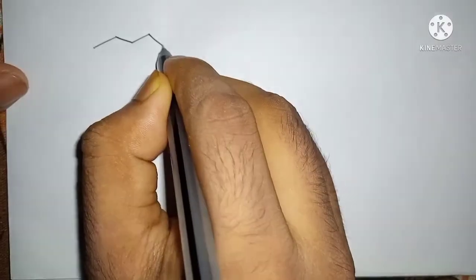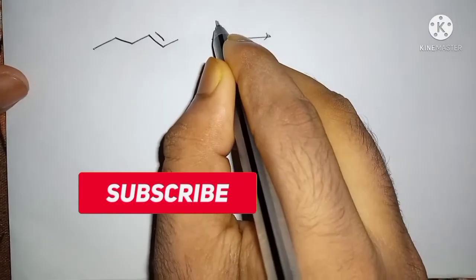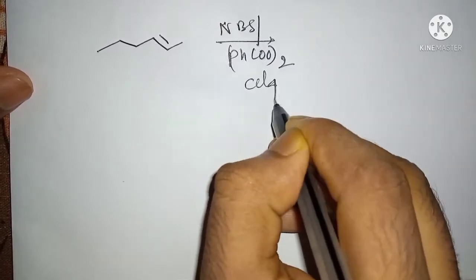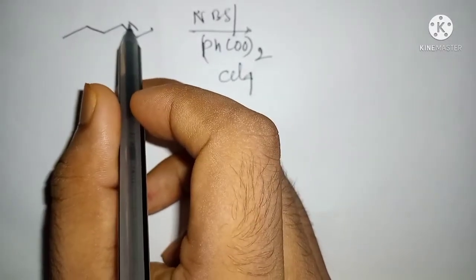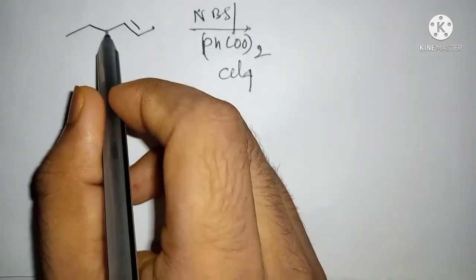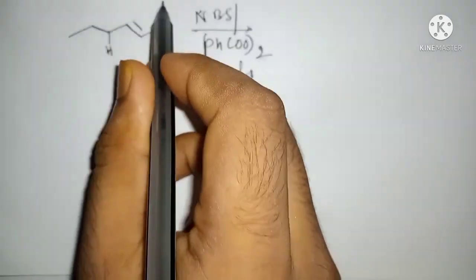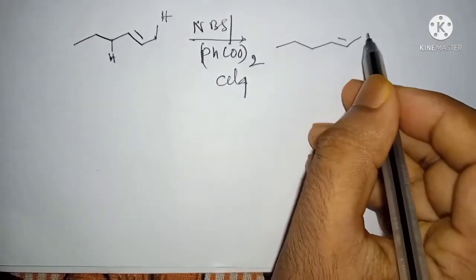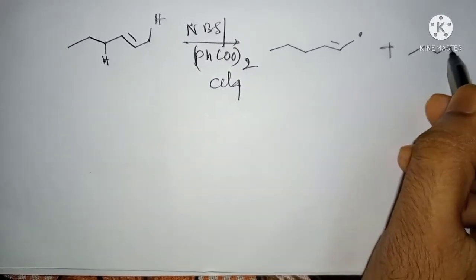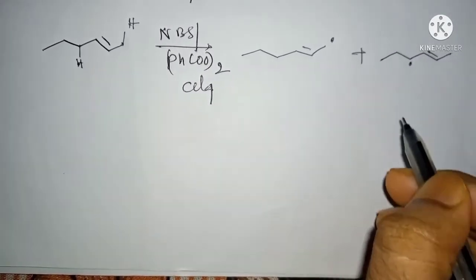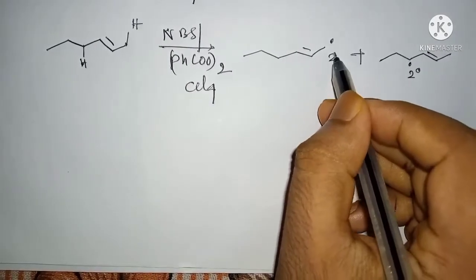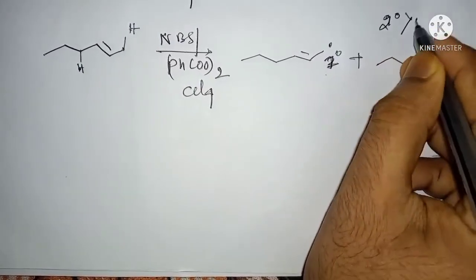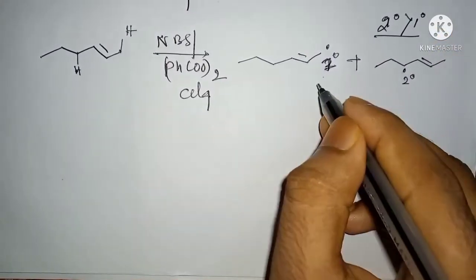Now another example, in the presence of NBS, Ph-CO2 peroxide, CCl4. First check the allylic position. The allylic position means the carbon next to the double bond, and allylic hydrogen means this hydrogen. Now there are two allylic positions, so two allylic radicals form. This is one allylic radical, and this is another. This is a 2 degree allylic radical, and this is a 1 degree allylic radical. We know the stability of the 2 degree allylic radical is greater than the 1 degree. So this is the major product and this is the minor product.